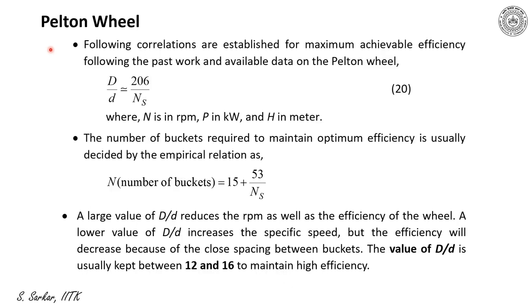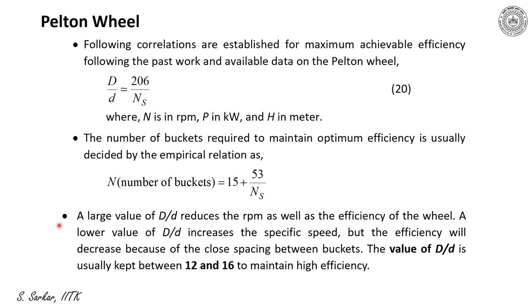The following correlations are established for maximum achievable efficiency. Considering the past work and available data on the Pelton wheel, capital D by small d, that is, the ratio of wheel pitch diameter to jet diameter, can be expressed as 206 divided by ns, where ns is the specific speed, and here N is expressed in rpm, P in kilowatt, and H in meter. The number of buckets required to maintain the optimum efficiency is usually decided by another empirical relation: the number of buckets is equal to 15 plus 53 by ns.